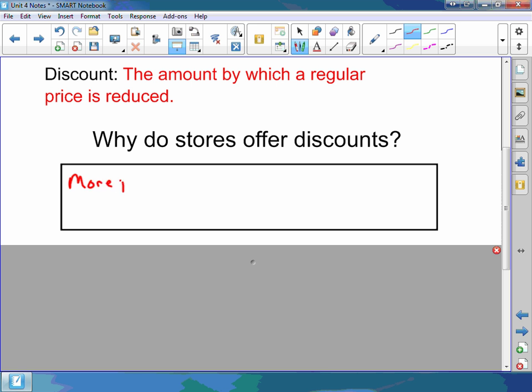So put more purchases. She said it's going to make more people buy the product. So if I set the price at X and a portion of the population says, yeah, I'd buy it at that price, you might have another portion that says, I wouldn't pay that much for that particular item. Now you discount it. And the people that would have bought it before are definitely going to buy it now, and then you bring in more people. Okay? So you sell more, which is going to offset that price difference. Right? Max?